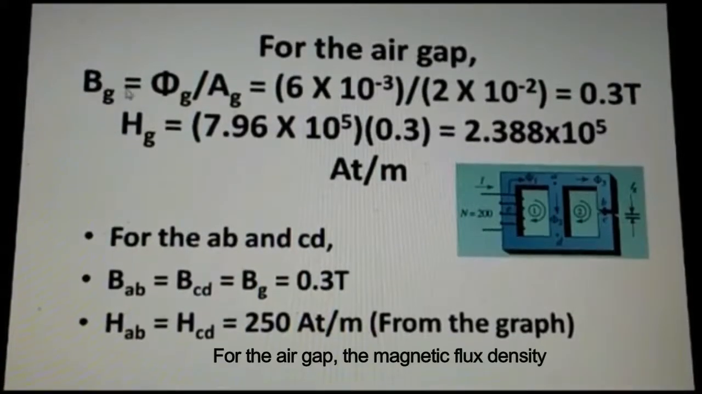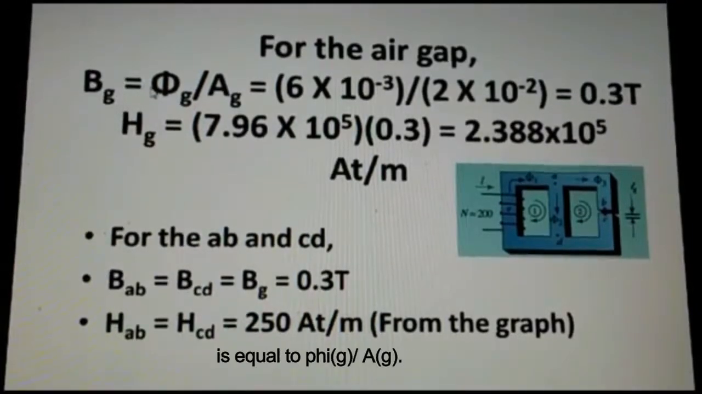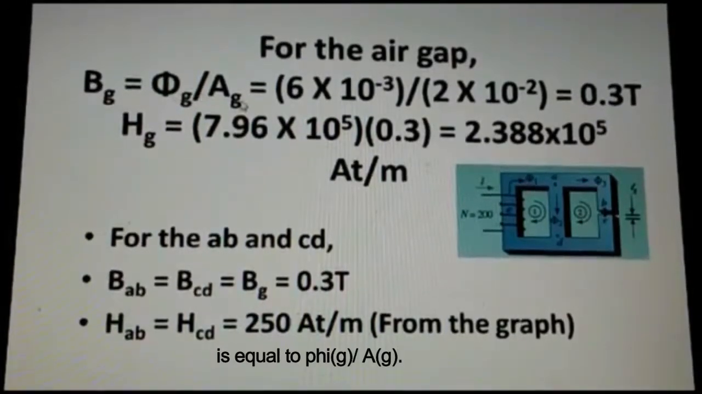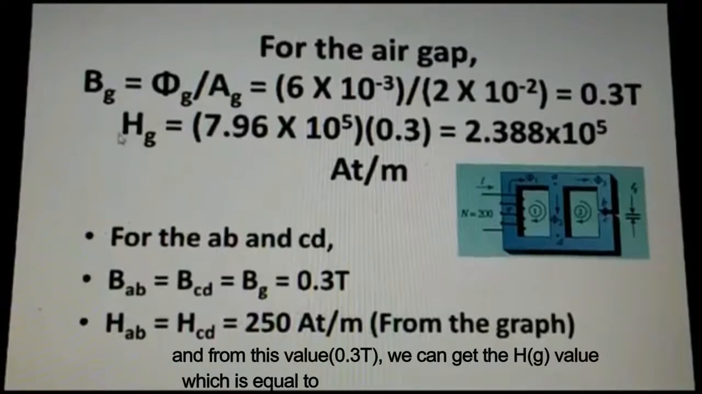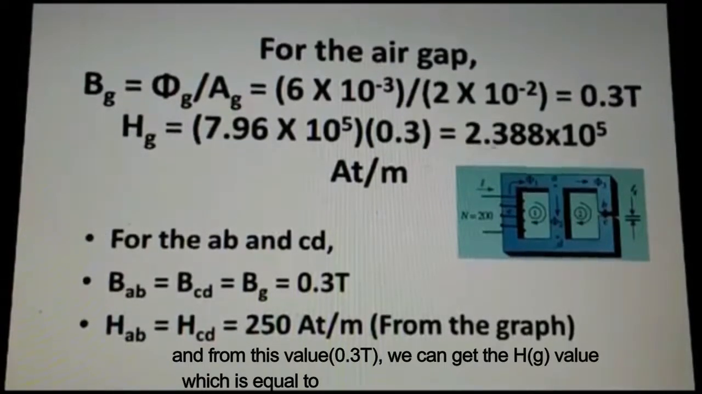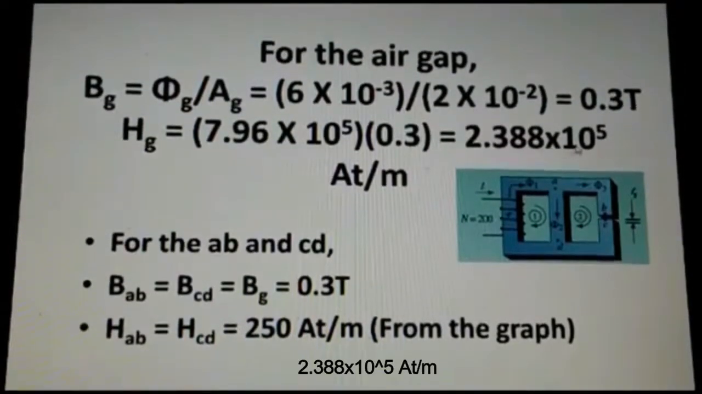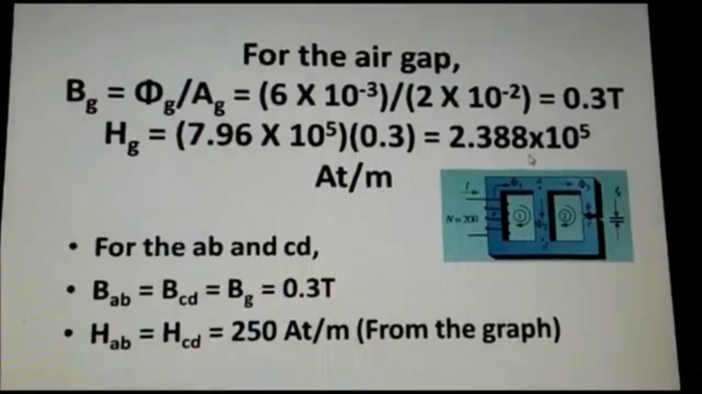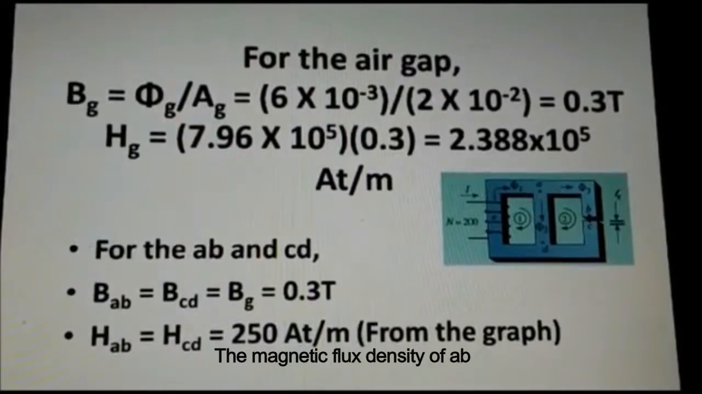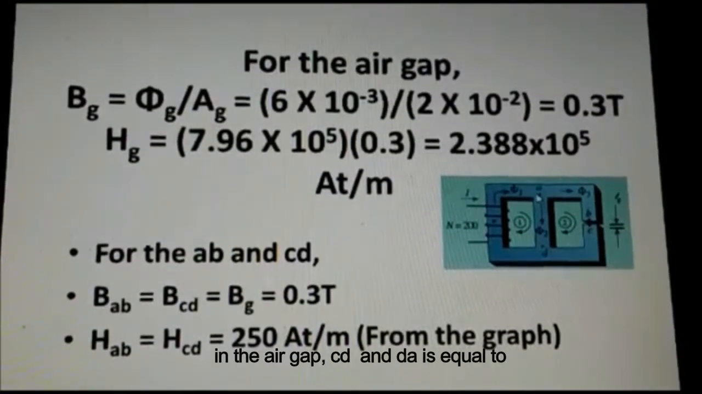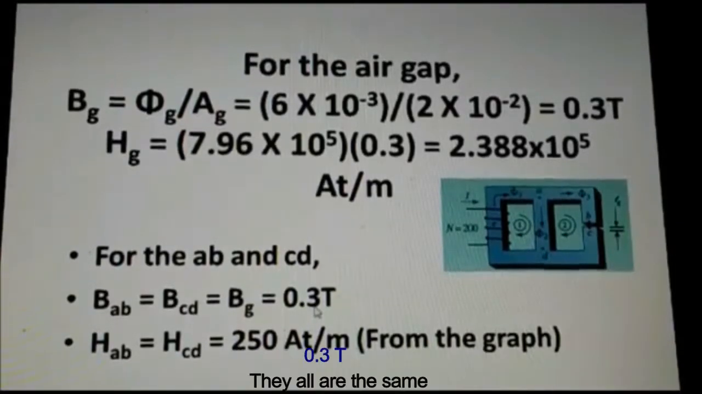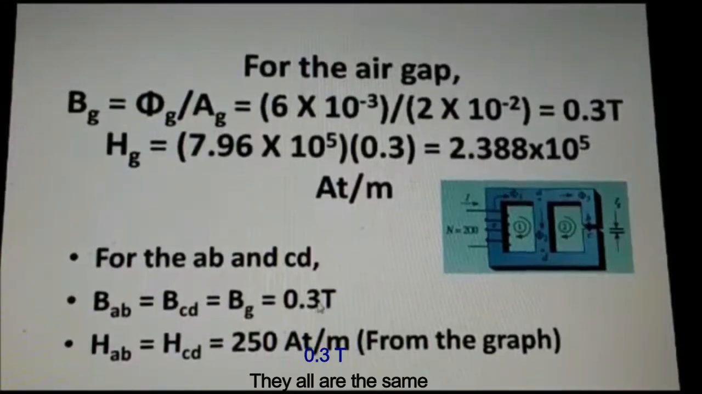For the air gap, the magnetic flux density is equal to φg over Ag, which is the value of 0.3 Tesla. From this value, we can get the Hg value, which is equal to 2.388 times 10 to the power of 5 AT per m. The magnetic flux density of AB, CD, and DA is equal to 0.3 Tesla. They are all the same.